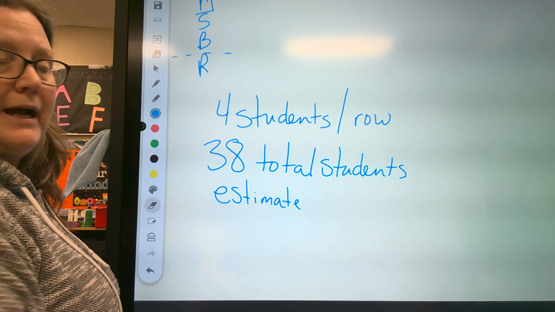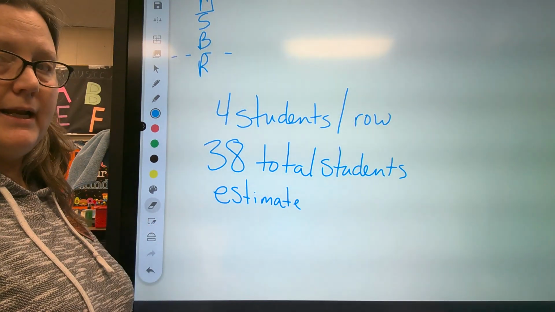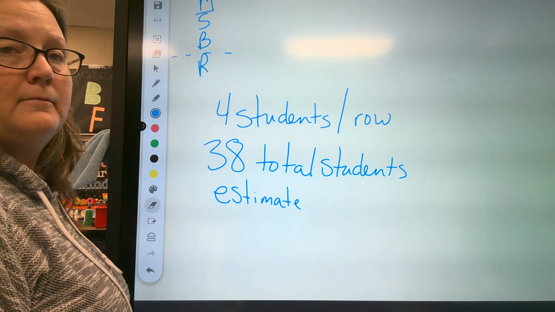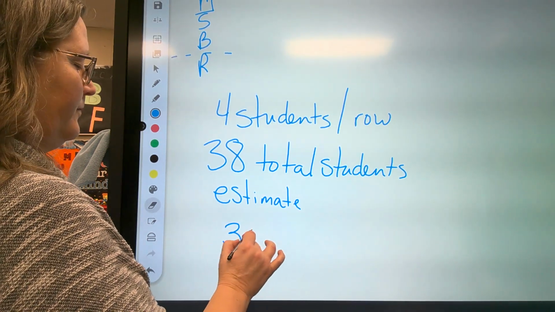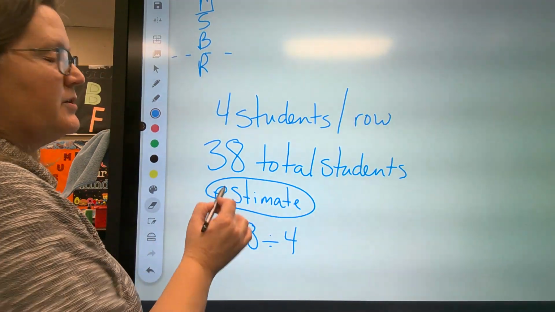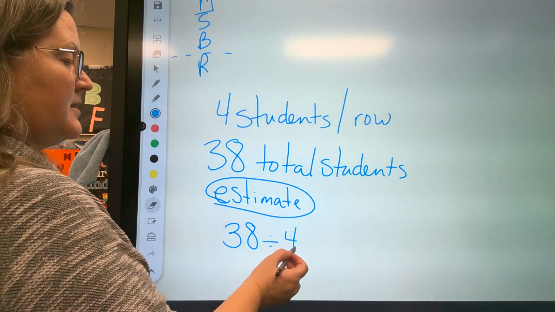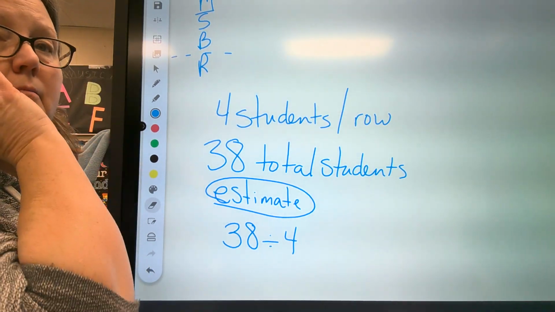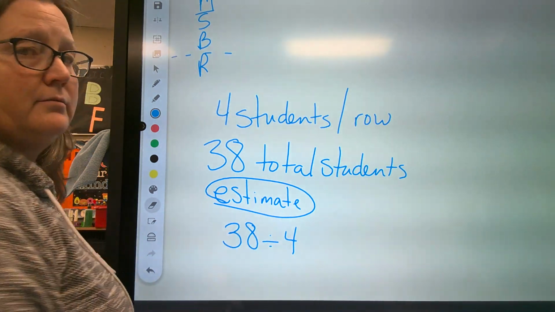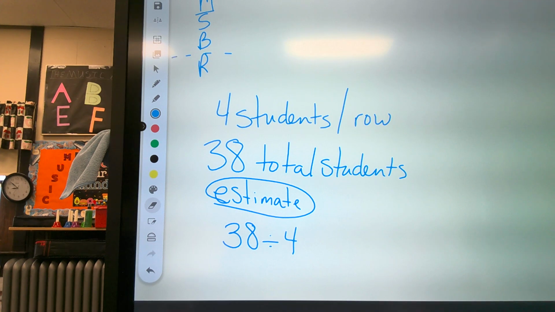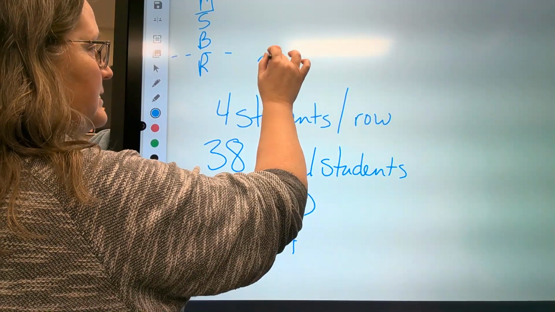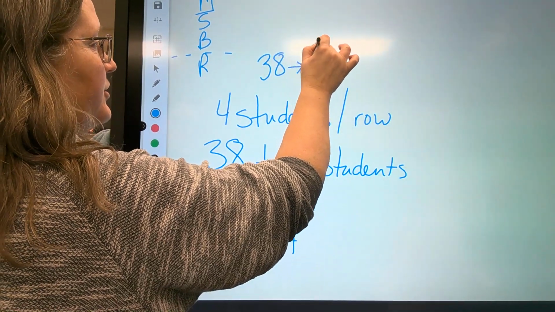What problem would I write if I was just outright writing this one, not estimating? There's 38 students, 4 students per row. 38 times 4? Nope. Or 38 divided by 4? 38 divided by 4. But it's wanting me to estimate, which means that I'm not going to have a remainder. Does 4 go evenly into 38? No, it does not. What number close to 38 does 4 go into? 36. So we could round 38 to 36.